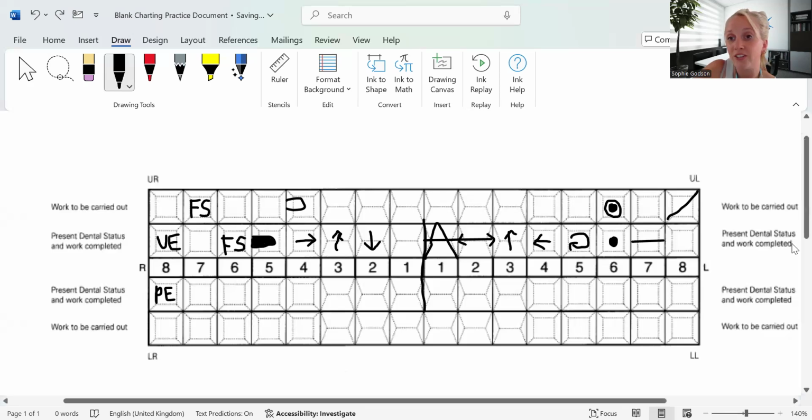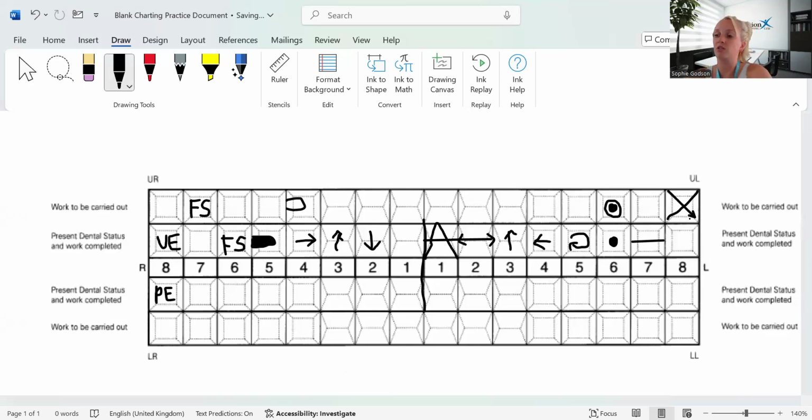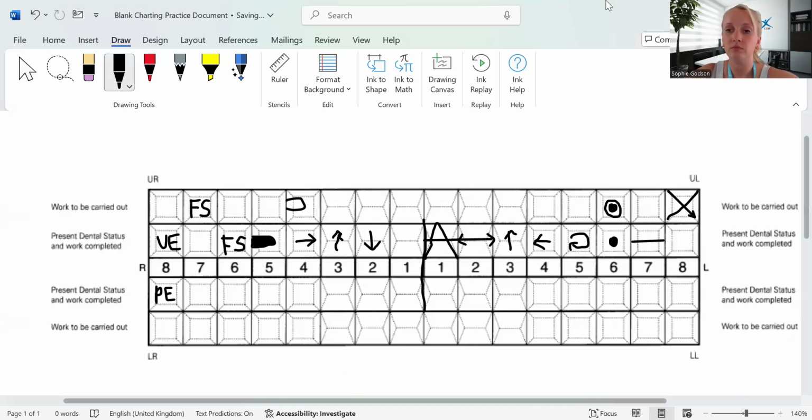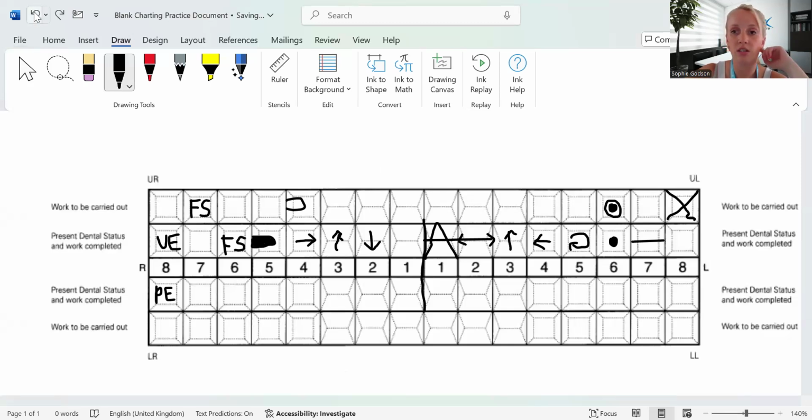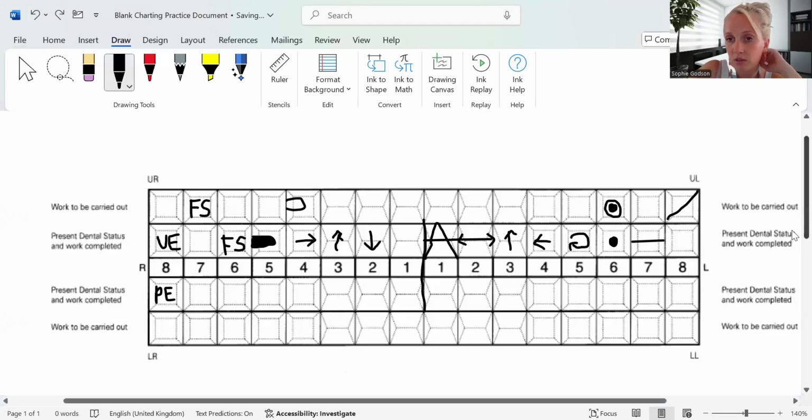You're just going to draw a straight line, which will be easier to do with a pen, obviously. And it's just going to be a straight cross. I will try that again. For some reason, it's turning it into an arrow.